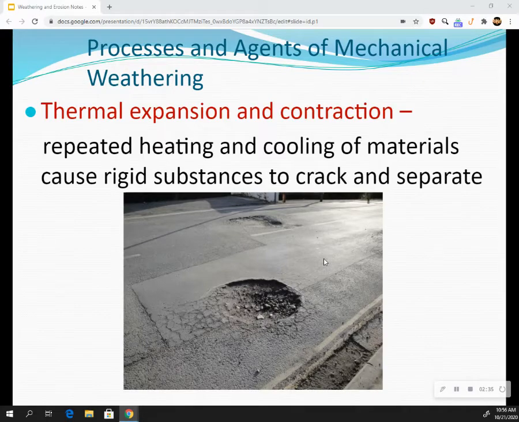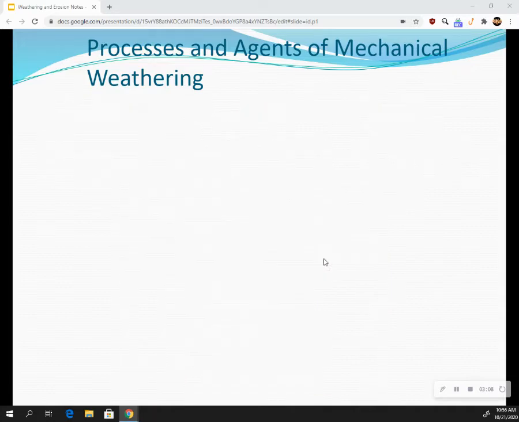Thermal expansion. Actually, it's much easier to see it in asphalt. If you go down into our parking lot here at the high school, you can see how thermal expansion has caused parts of it to bubble up and then gradually break down as things go over it. So it'll take a rigid substance, crack it, and then separate it. You can go to a mountainside and see how different parts of the mountain are cracking off, and you have loose gravel there because of this thermal expansion and contraction.